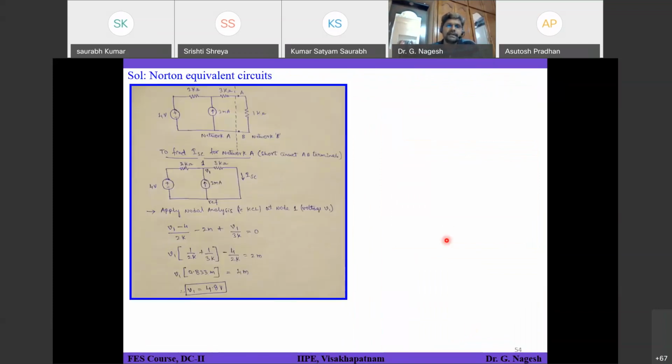To find Norton's equivalent circuit, what do we have to do? Same thing: disconnect terminals A and B and replace them with a short circuit.